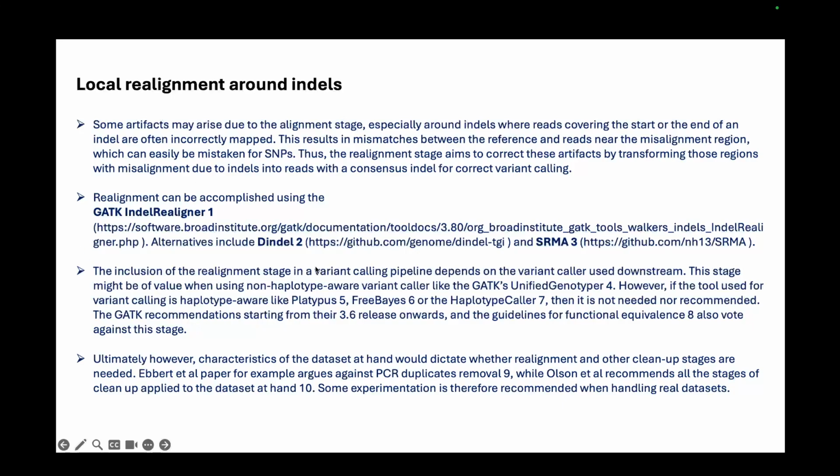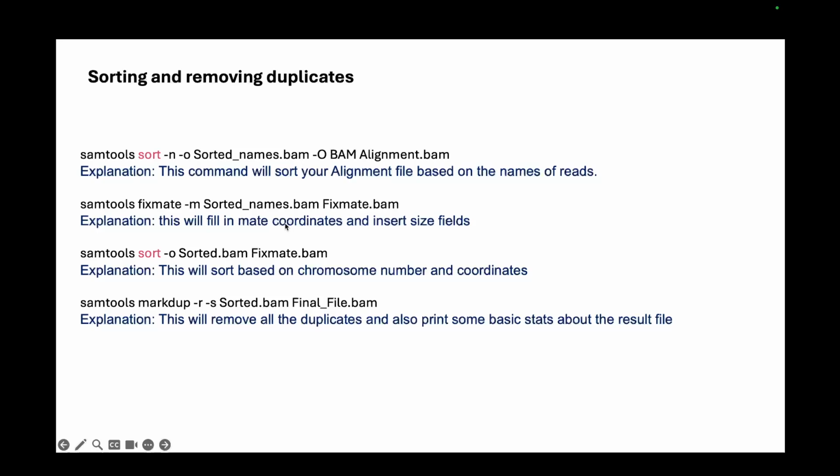The inclusion of a realignment stage in a variant calling pipeline depends on the variant caller used downstream. This stage might be of value when using a non-haplotype aware variant caller like GATK UnifiedGenotyper or Samtools. However, if the tool for variant calling is haplotype aware, like Platypus or HaplotypeCaller, it is not recommended to do realignment by itself. Then sorting and removing duplicates can be done using SAMtools. Basically sorting based on chromosome and coordinates, and then removing the duplicates and printing basic stats.